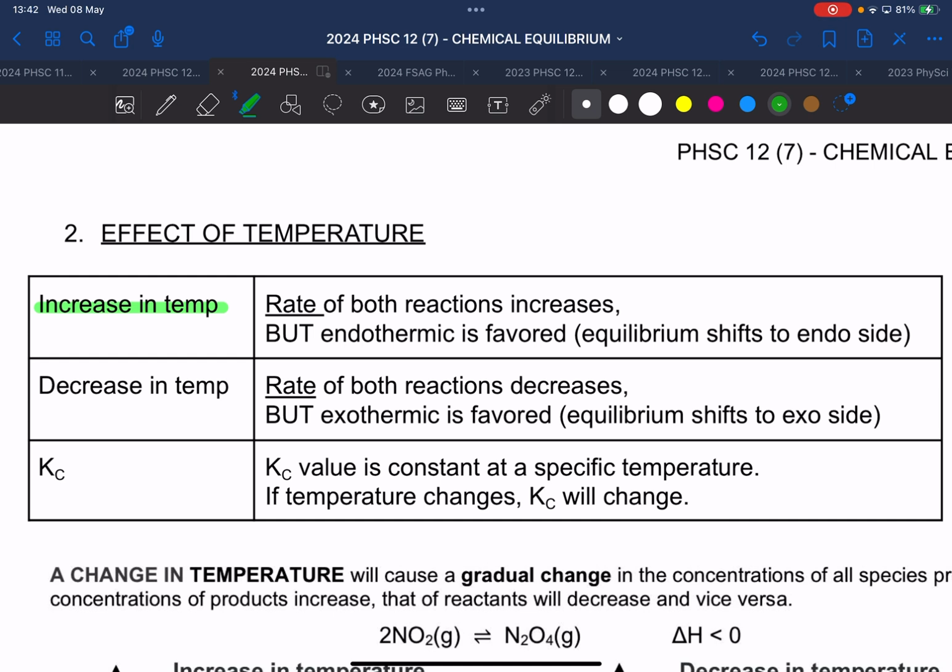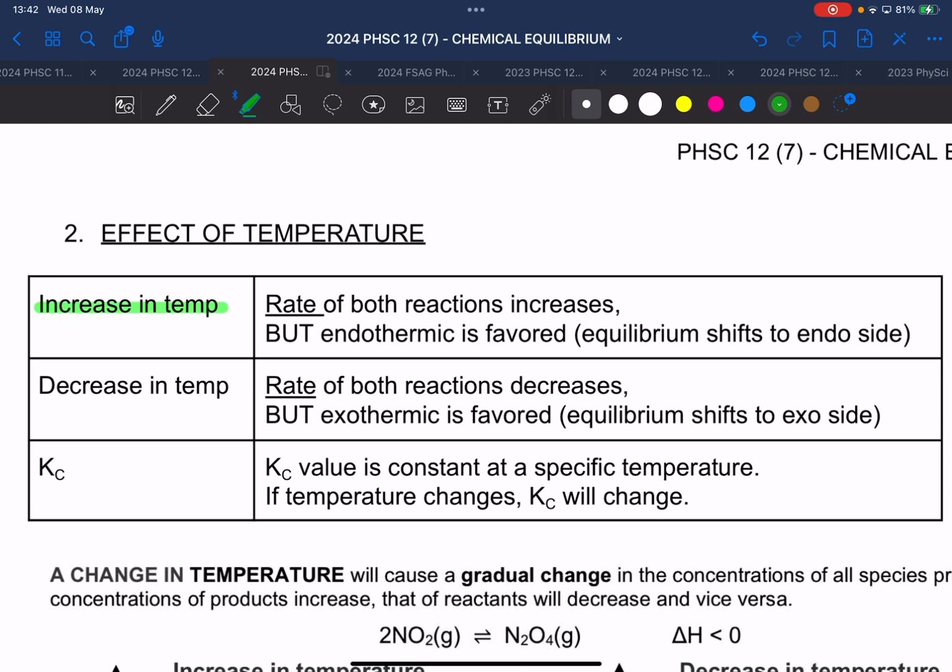So we increase the heat. What Le Chatelier says is we want to oppose that. How do we do that? By taking that heat and using our endothermic reaction. So with an increase in temperature, the endothermic reaction will be favored. If we decrease our temperature, our exothermic reaction will be favored.